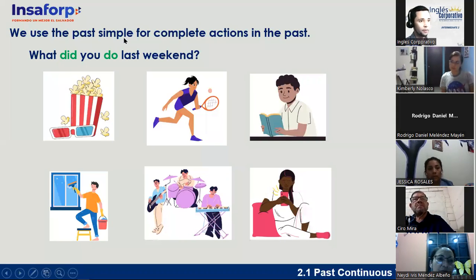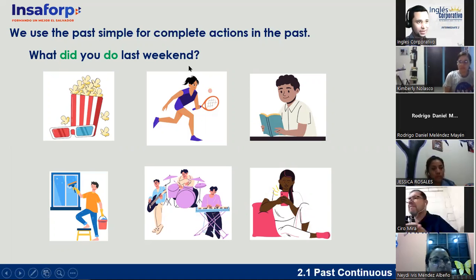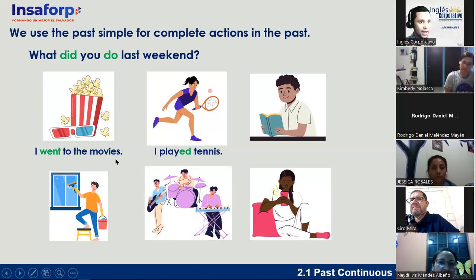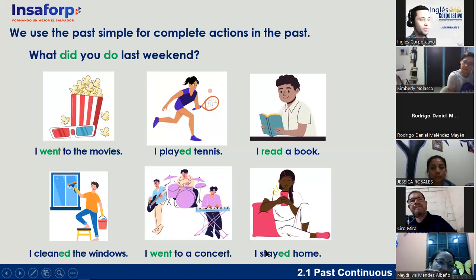This is a review of the last class. We use the past simple for complete actions in the past. These actions have finished. They are complete. They are not in progress. So the question is, what did you do last weekend? Y justo acabamos de pasar el fin de semana, una oportunidad perfecta para que me cuenten qué hicieron usando past simple. You have examples. I went to the movies. I played tennis. I read a book. I cleaned the windows. I went to a concert. I stayed home.